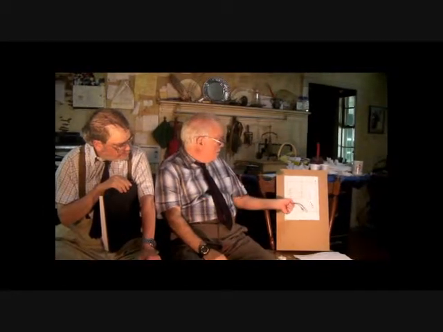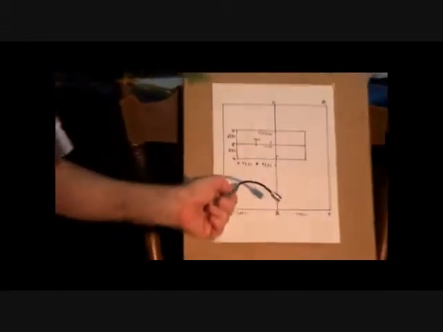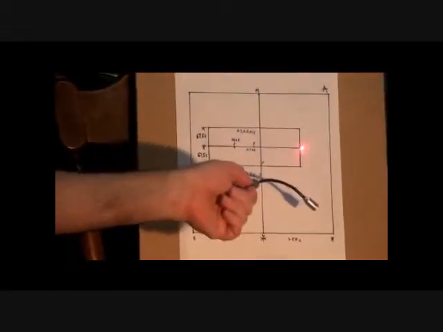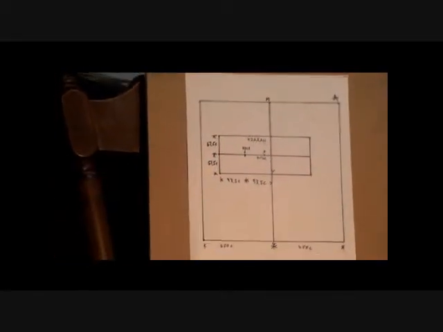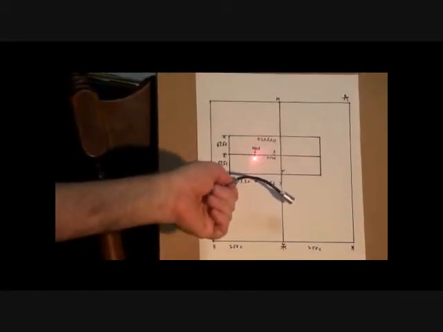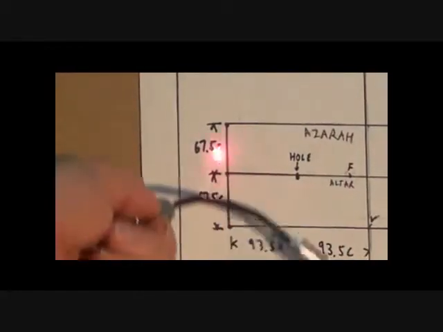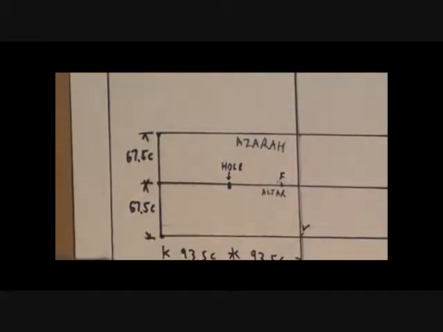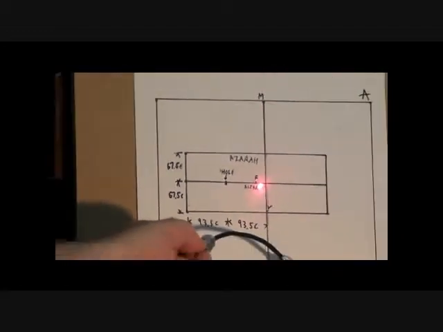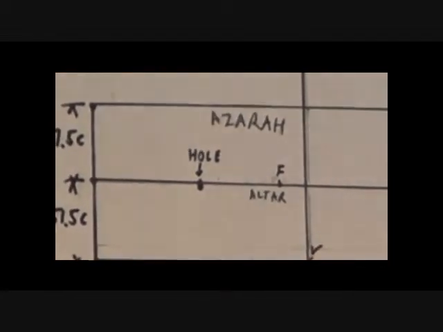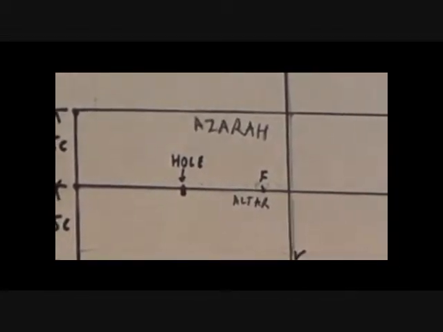So here's the court of the women. Here is the court of the Azara. This is the axis line. And this point marked hole is the exact center of the Azara. And there's a point here marked F, which is very important also, which I'll explain in a minute.